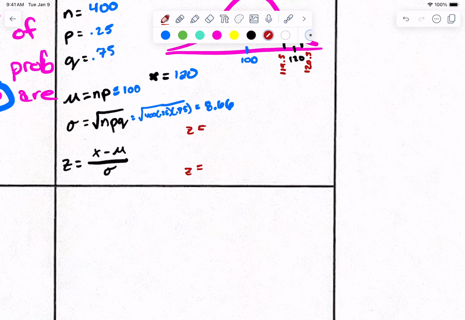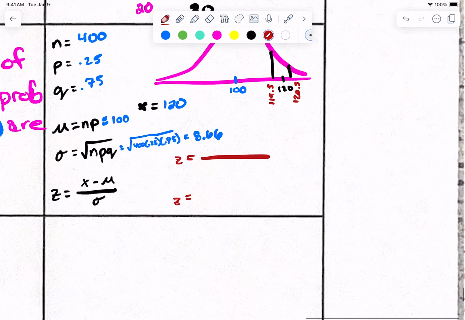Okay? There you go. All right, so Z. I'm going to put, do you know which one I put on the top? I put the bigger number. I put 120.5. It doesn't matter, but eventually we're going to end up subtracting numbers, and I want the bigger one on the top. So 120.5 minus, what are we subtracting? 100, that's the average. Divided by the standard deviation, 8.66. We get a number, and then we do 119.5 minus 100 over 8.66.